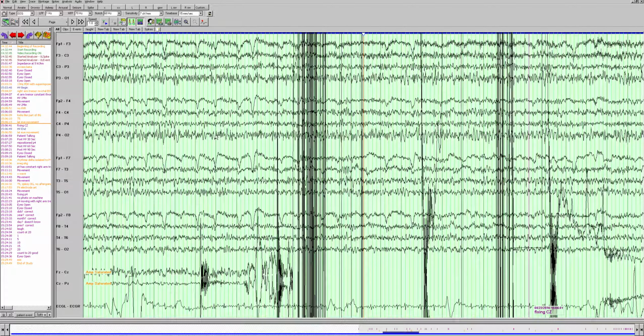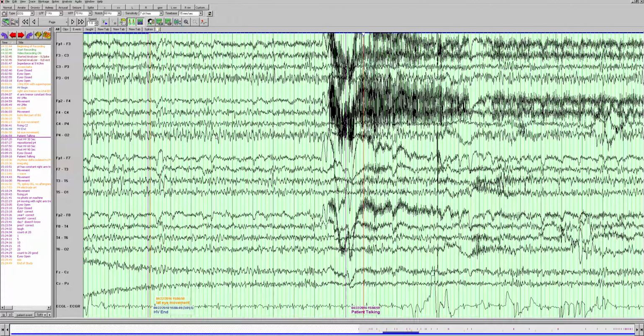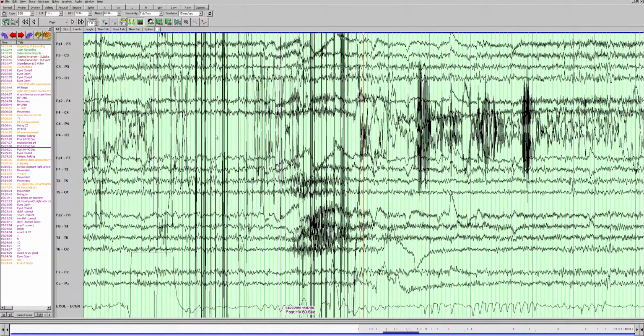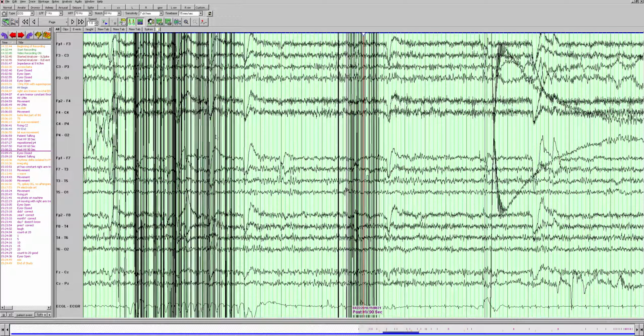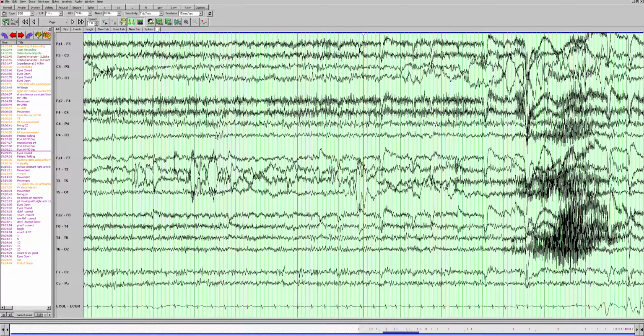Okay, so the tech mentioned that the patient is hyperventilating, and we now are not really seeing too much of a difference. A little bit of artifact there, and more artifact there. It looked like an electrode was popping off. Same with here at T3. We can see this mirror image here. That's an electrode pop.